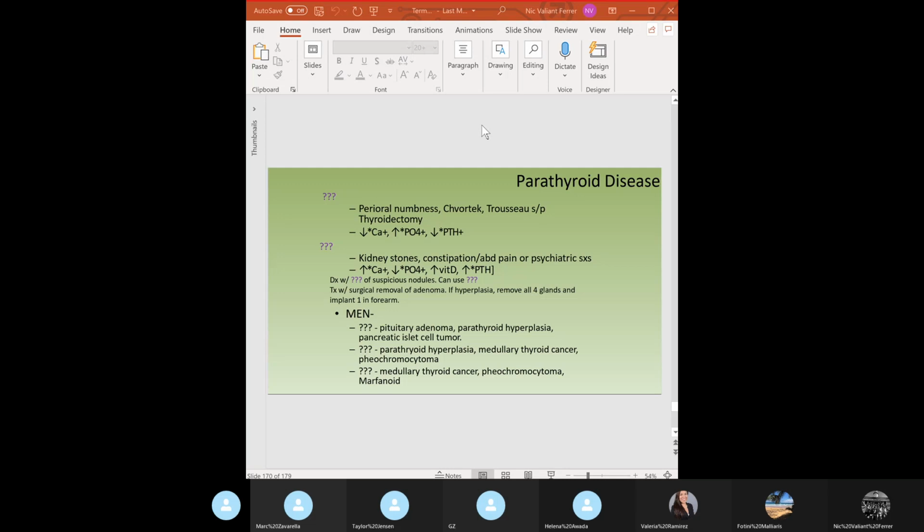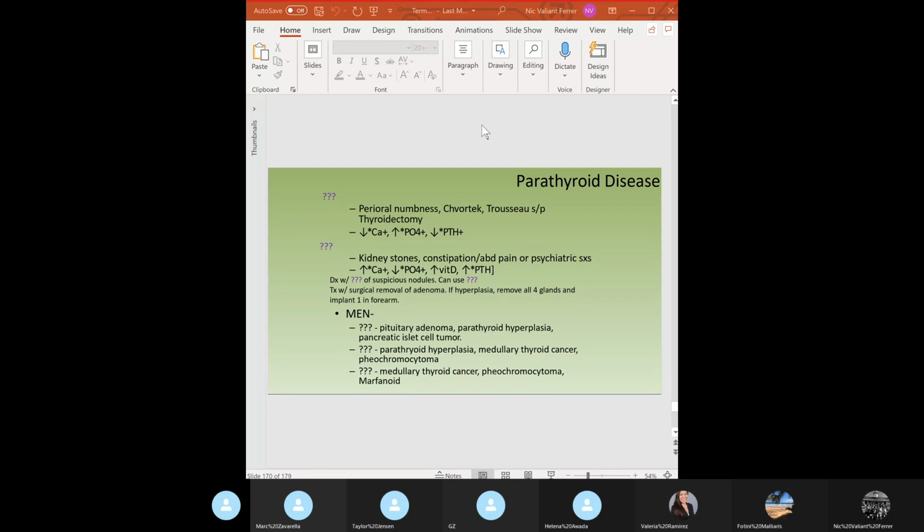Chvostek sign. I think that's when we take a pen or fingers and run it by the patient's cheek. And what will happen? Good. We'll see random spasming of the facial muscles. What nerve is stimulated? If you tap the cheek, what cranial nerve? Facial nerve, 7. Good job.